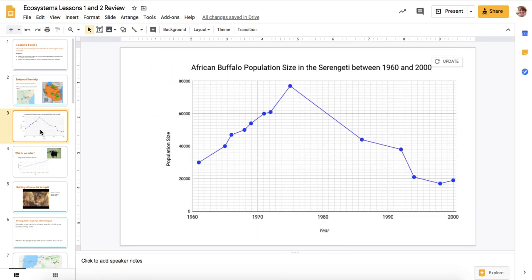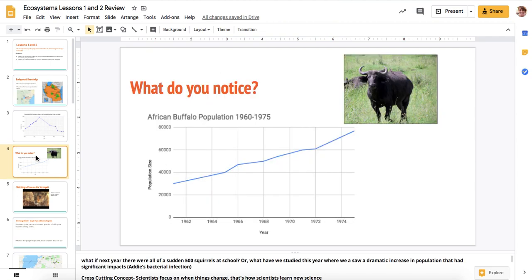This graph represents the population size of the African buffalo in the Serengeti from 1960 to 2000. We are going to focus for the first part of this unit on the first half of this graph, from 1960 to 1975. We made some observations about what we noticed. Primarily, the population changes pretty drastically from about 30,000 buffalo to about 80,000 buffalo in only about 15 years, which is a pretty big change in a pretty short amount of time when it comes to ecosystem changes.